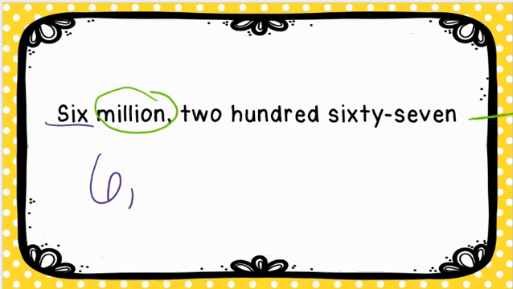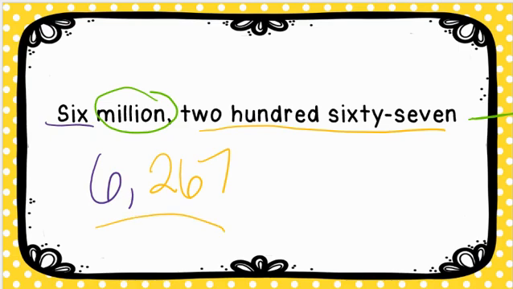All right, so we have 6,267. Is that correct? Hopefully you said no, no, no. What does this number say? If we were to draw our periods over it, we would have the period that's not named. And what period is this? The thousands period. So this actually says 6,267. What do we need to do?